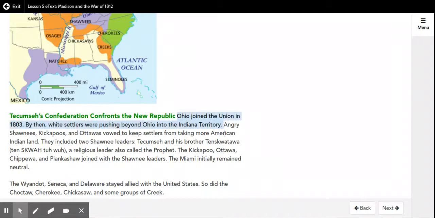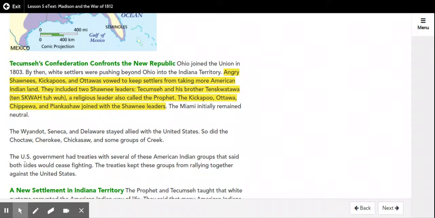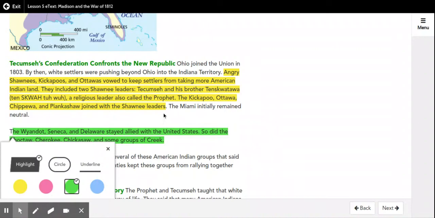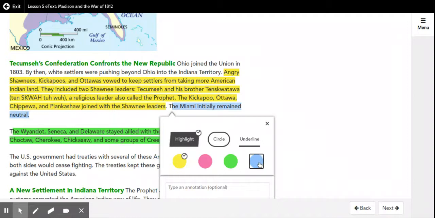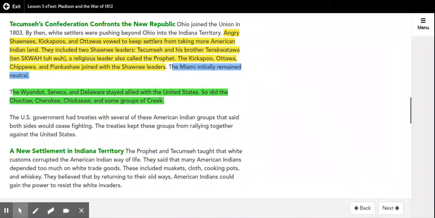The Kickapoo, Ottawa, Chippewa, and Piankashaw joined with the Shawnee leaders. The Miami initially remained neutral. The Wyandot, Seneca, and Delaware stayed allied with the United States. So did the Choctaw, Cherokee, Chickasaw, and some groups of Creek. The U.S. government had treaties with several of these American Indian groups that said both sides would cease fighting. The treaties kept these groups from rallying together against the United States. A new settlement in Indiana Territory.